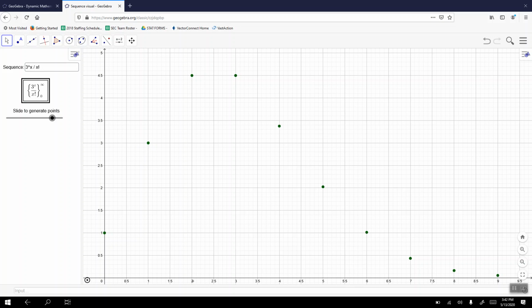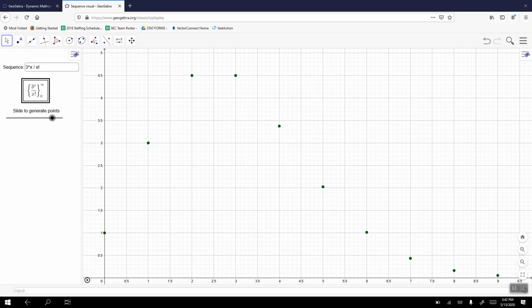c sub 2, integer value of 2. The output here is 4.5. Now, another name for 4.5, or an equivalent form of 4.5, is 9 divided by 2. Well, what about x is equal to 3? 9 over 2, once again, that's 4.5. Third one gets us 4.5.